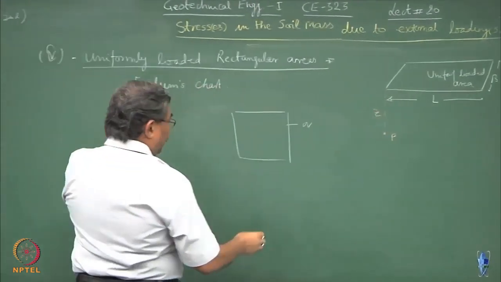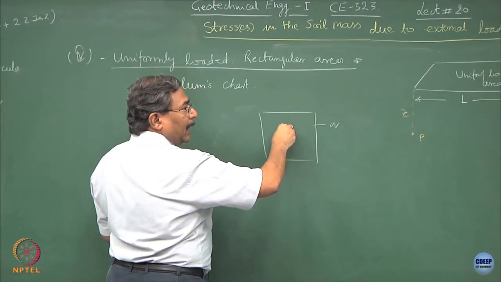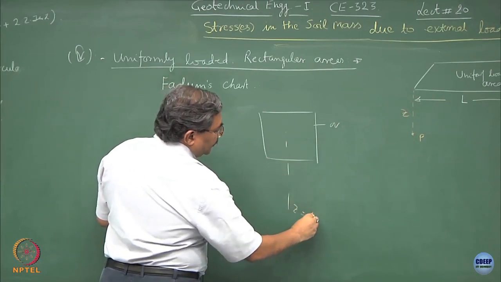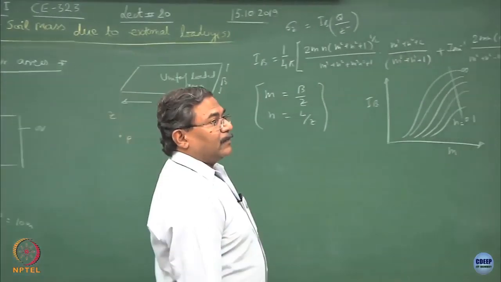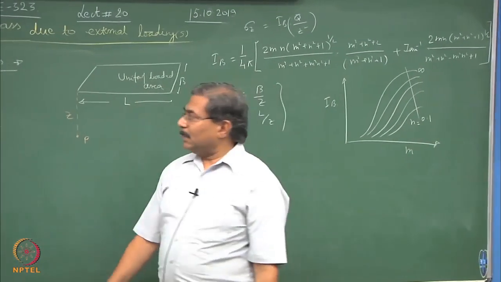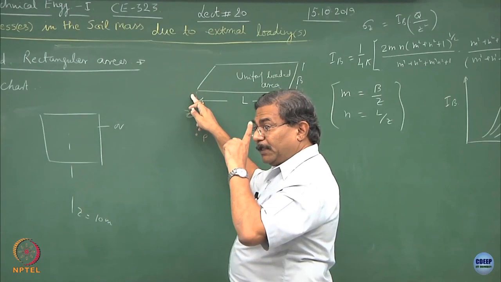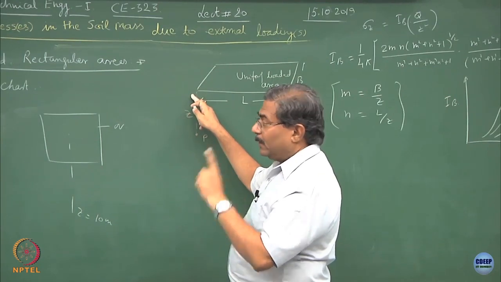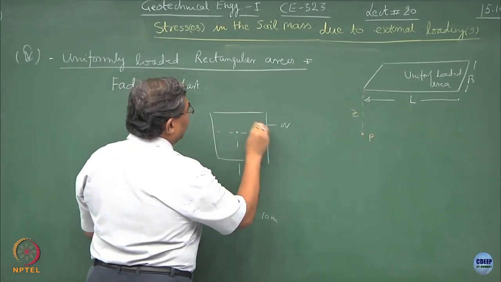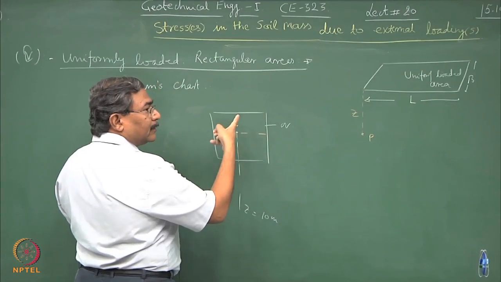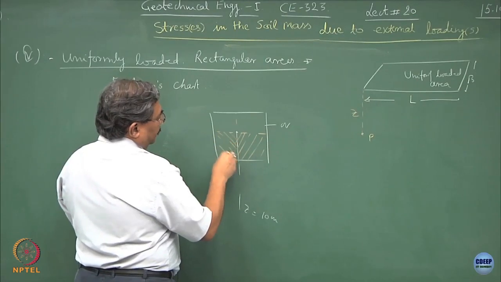Now, suppose I ask you to find out the state of stress just beneath the CG of this loaded area at a depth of, let us say, 10 meters. Can you use Fadum's chart? No is also correct, because look at this situation. It has to be just beneath the corner, okay. So, what I can do is discretize this whole thing in such a manner that I create 4 units out of it, clear? Now, I think you can understand, I can apply this concept, fine.